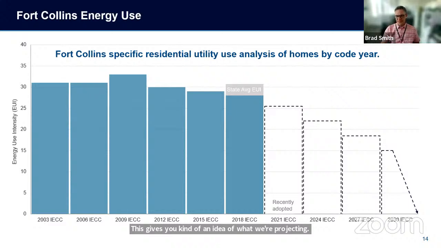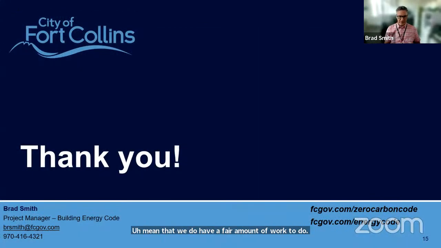So this is the last slide, really. This gives you an idea of what we're thinking. This is what it would look like as that stepped approach. And you can see historically some of the jumps in efficiency that the codes have taken. I don't expect 2021 code to be as big actually as what we see on the dotted line there. I think it'll be closer to the 2018 from some of the things that I've seen citywide. So it does mean that we do have a fair amount of work to do. So that's what it looks like. That's a very quick overview of the project that we're starting.